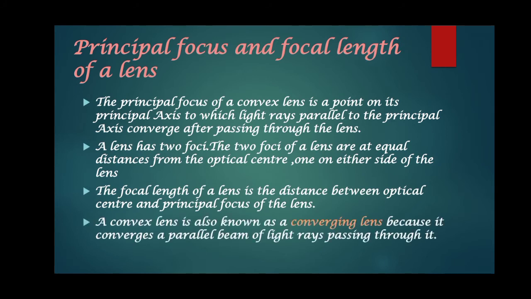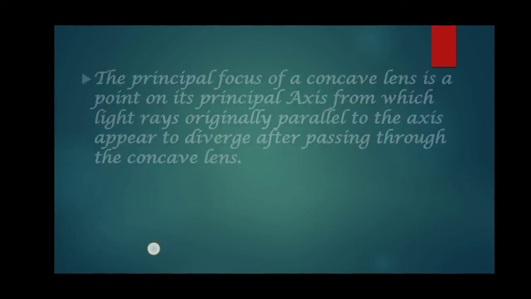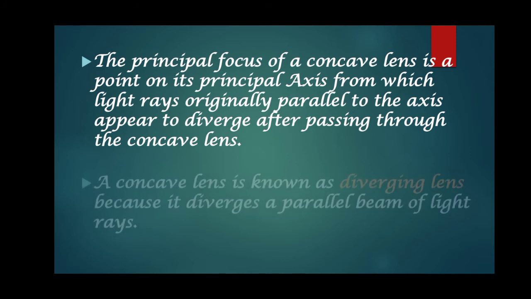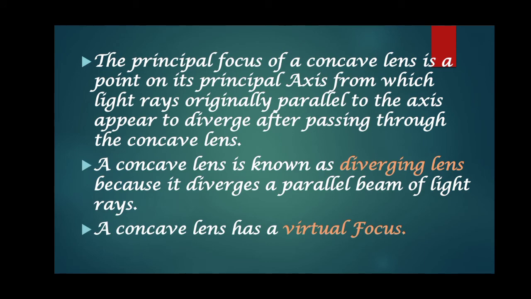A convex lens is also known as a converging lens because it converges a parallel beam of light rays passing through it. A concave lens diverges a parallel beam of light rays. The principal focus of a concave lens is a point on its principal axis from which light rays originally parallel to the axis appear to diverge after passing through the concave lens. A concave lens is also known as a diverging lens. A concave lens has a virtual focus.